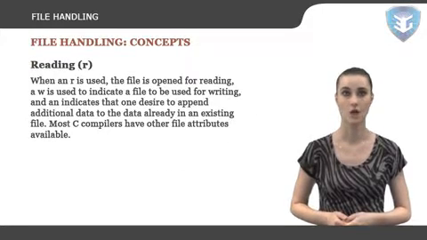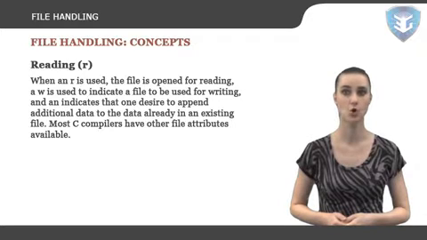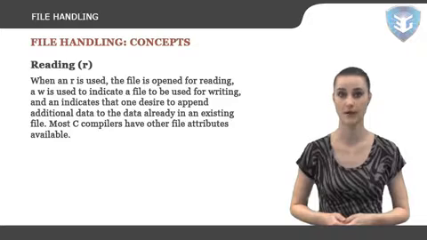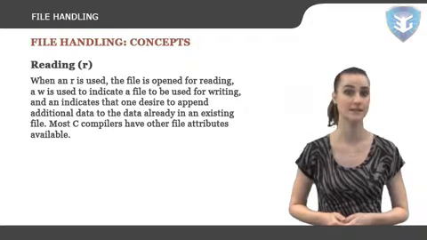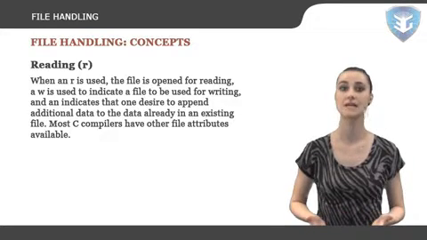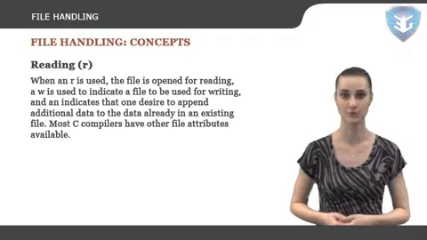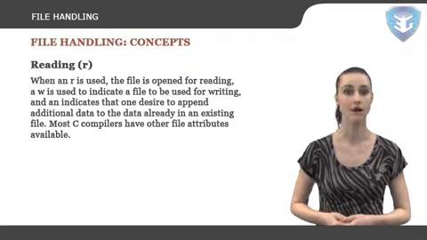Reading, R. When an R is used, the file is open for reading. A W is used to indicate a file to be used for writing. And an A indicates that one desired to append additional data to the data already in an existing file. Most C compilers have other file attributes available. Using the R indicates that the file is assumed to be a text file. Opening a file for reading requires that the file already exists.